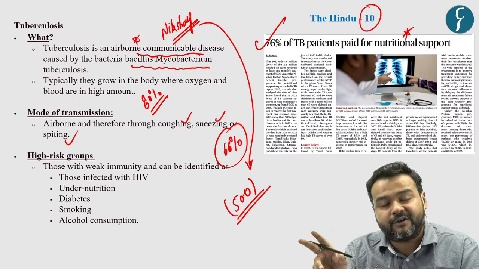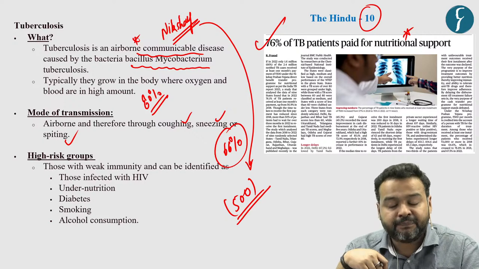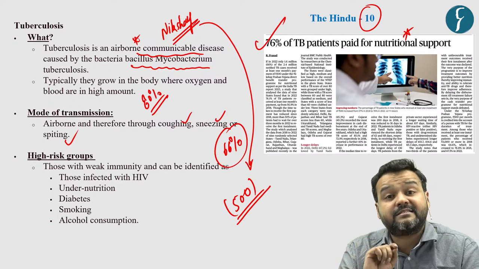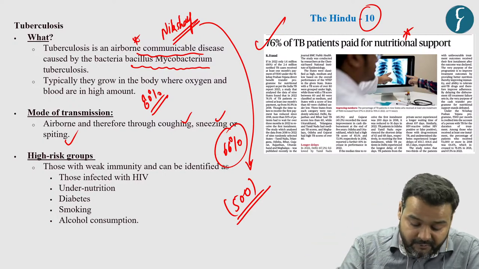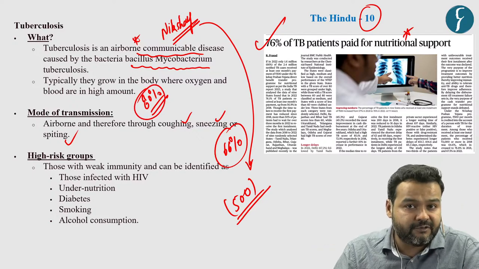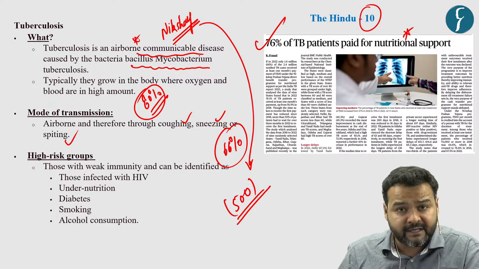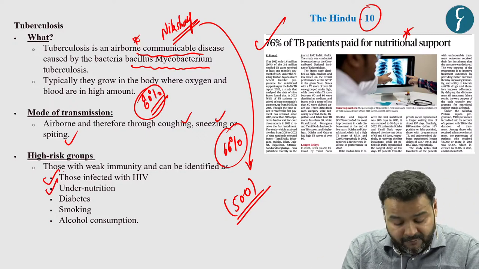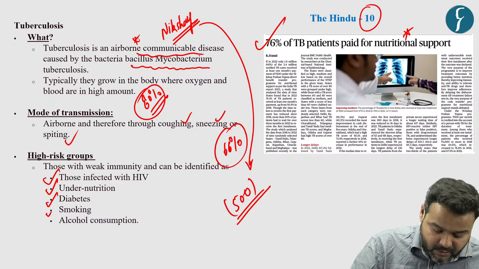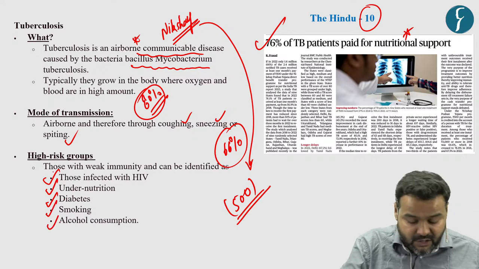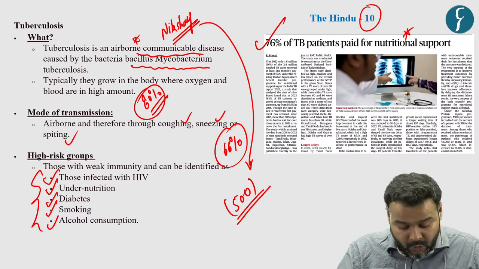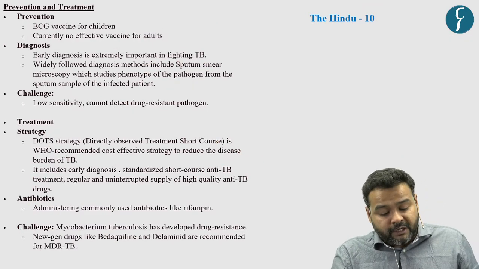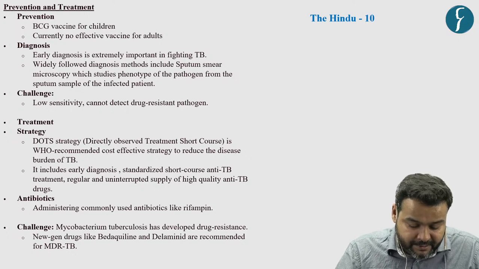However, there are other kinds of TB also which affect other parts like brain, kidney, stomach, mouth, etc. They are called extrapulmonary TB. So most of them are pulmonary. They affect the lungs of the individual body. Who are the high risk groups? Those who are infected with HIV, those who are facing problems of undernutrition, diabetes, smoking and alcohol consumption, they are more likely to get affected by tuberculosis.